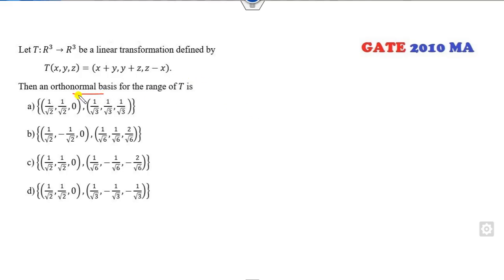Now again this is an orthonormal basis. So you have to firstly write the matrix T. This is my X, this is the X, this is the Y. This is a 0, Y plus Z, Y plus Z, Z minus X, minus 1, Y. Fine. What is the rank of this matrix?